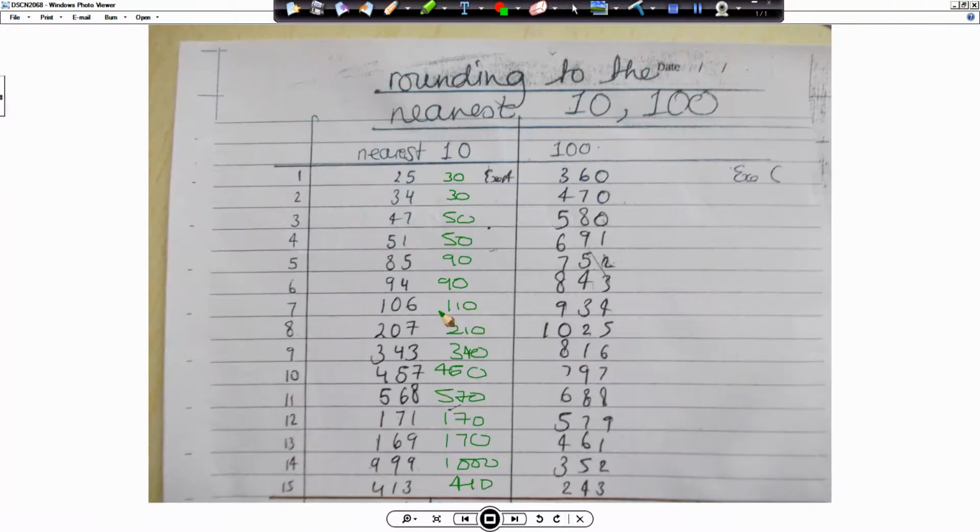So the following are the answers to our first exercise. Now when you round to the nearest 100, we do exactly the same style as rounding to the nearest 10. So let's just quickly do a couple of those questions and we can finish our page off.